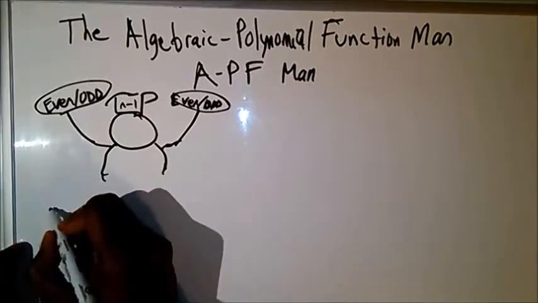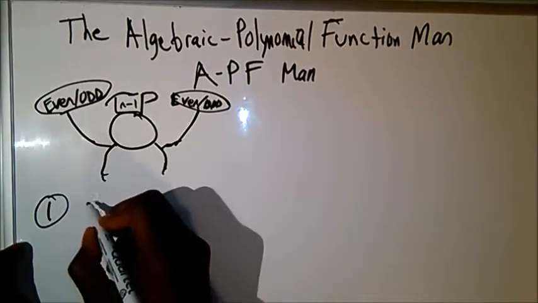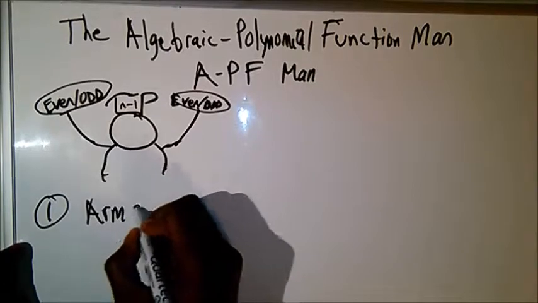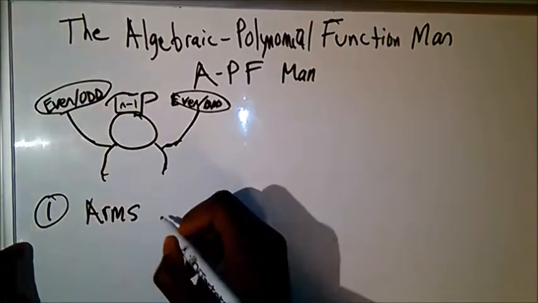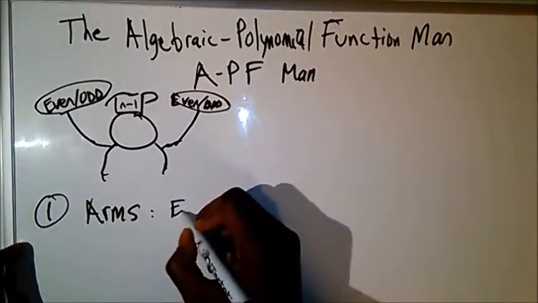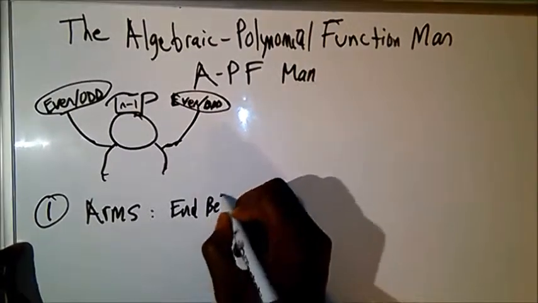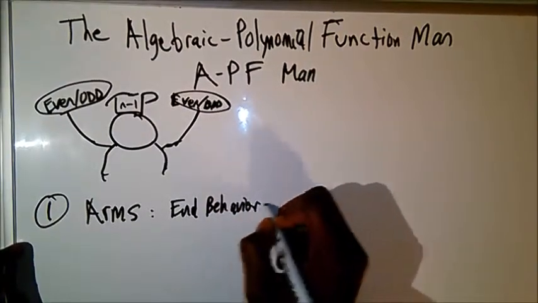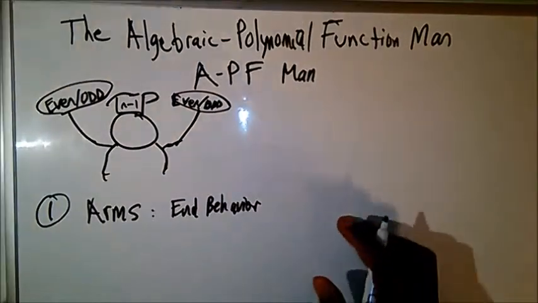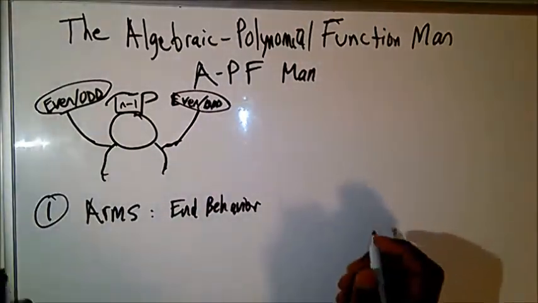Step one, the first step is you look for the arms. All right, and your arms represent the end behavior of the polynomial function. You have to memorize these steps. So first you do your arms, right?